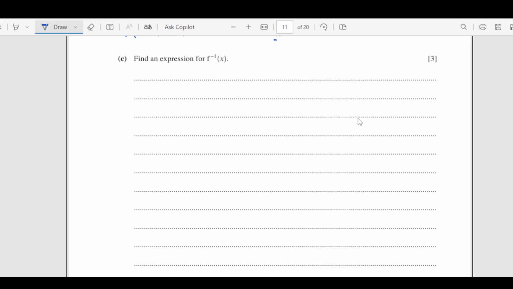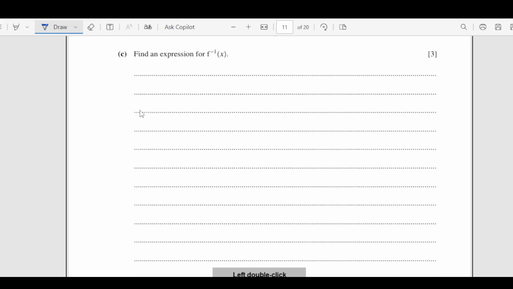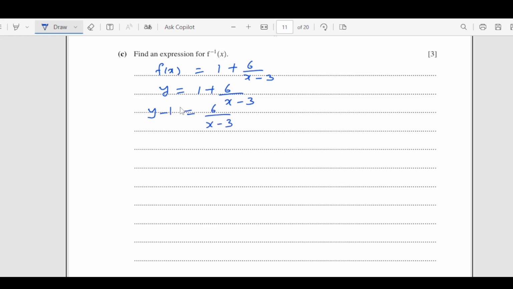Now find an expression for f inverse x. For f inverse x, we have to take the value of f(x). So we had f(x) as 1 plus 6 over x minus 3. I'm bringing 1 to the other side, so now we can cross multiply. So this is going to be (y minus 1) times (x minus 3) equals 6. What are we trying to do? Actually we are making x the subject.